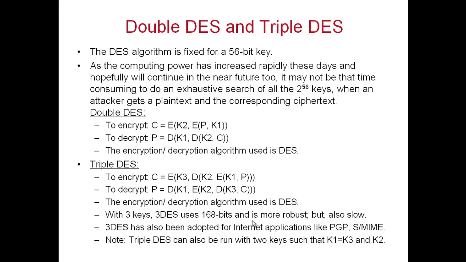In double DES, we basically use a 128-bit key and use the first 64 bits as the key K1 and the second 64 bits as the key K2. So what we do is essentially go through 2 levels of DES encryption. Take the plain text and encrypt that with DES, going through the 16 rounds with key K1, and whatever you get as ciphertext, subject that to another 16 rounds of DES encryption with key K2, and whatever you get finally is the ciphertext.